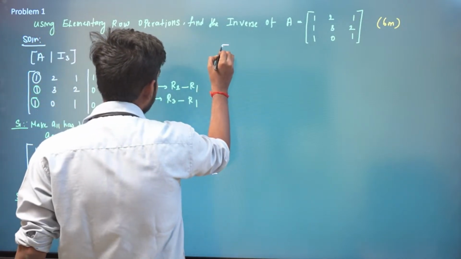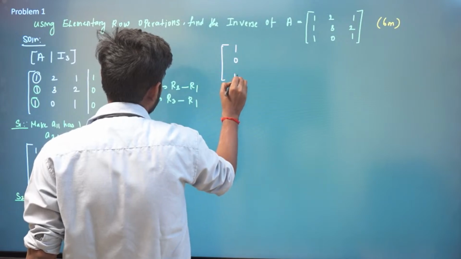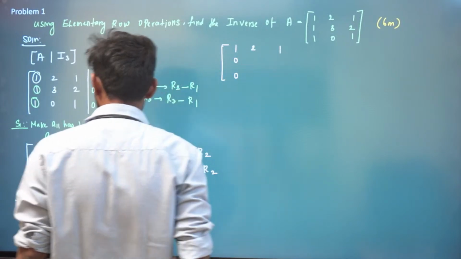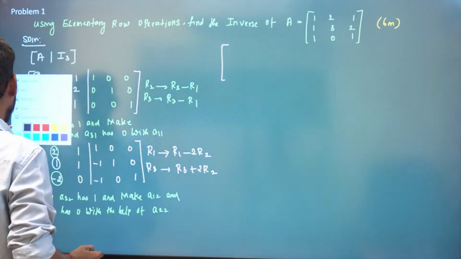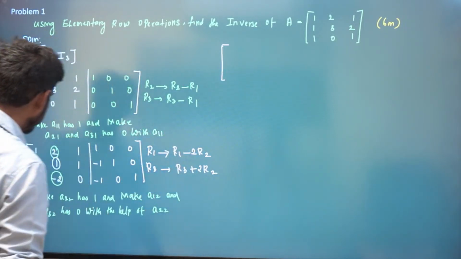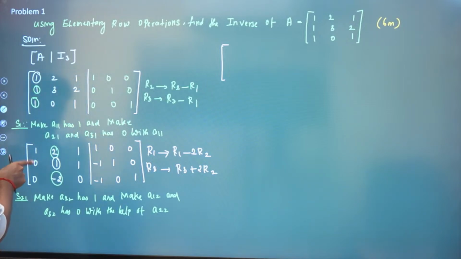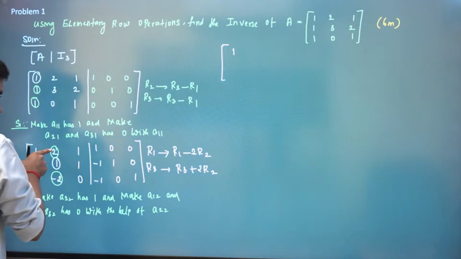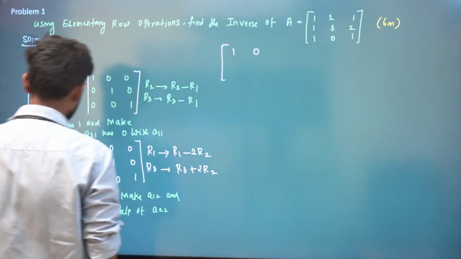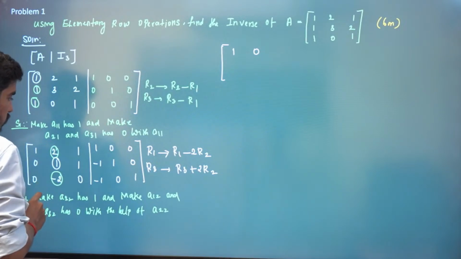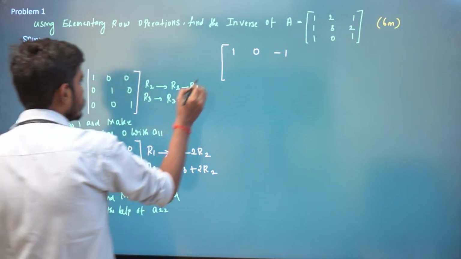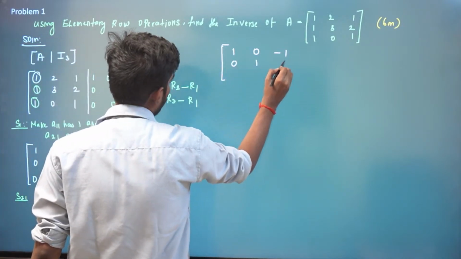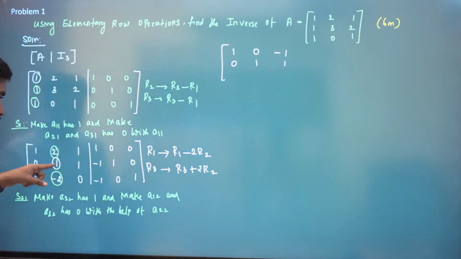So our new matrix is given by 1 0 0 1 2 1. Now R1 is transformed to R1 minus 2 times R2. So 1 minus 2 times 0 will be 1. 2 minus 2 times 1, this is 0. 1 minus 2 times 1, so 1 minus 2 is minus 1. Is this step clear? Okay. R2 will remain as it is. So 0, 1, 1. Now R3 is transformed to R3 plus 2 times R2.